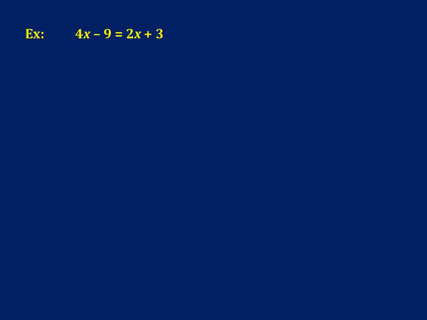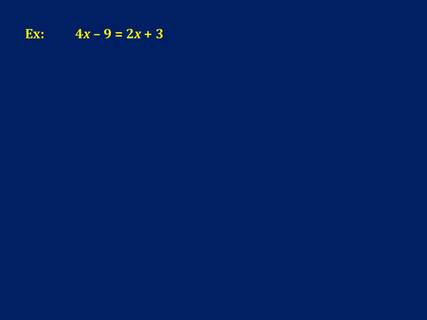So in this example, we have variables on both sides of the equation. So on the left side, if you kind of draw a line down the middle, on the left side you have 4x minus 9. You can't do anything there because they're not like terms, so you can't combine. On the right-hand side, you have 2x plus 3. You can't do anything there because they're not like terms, you can't combine.